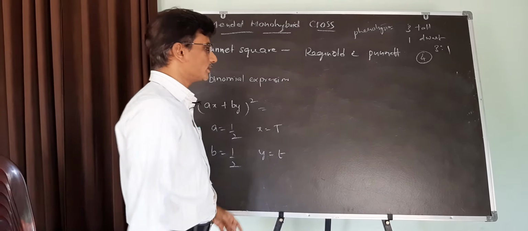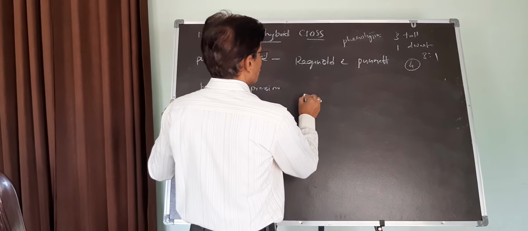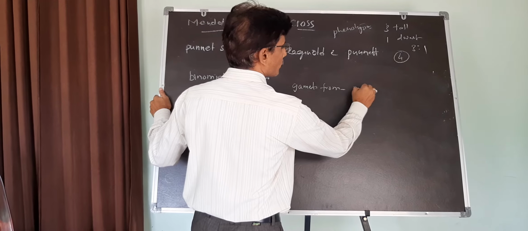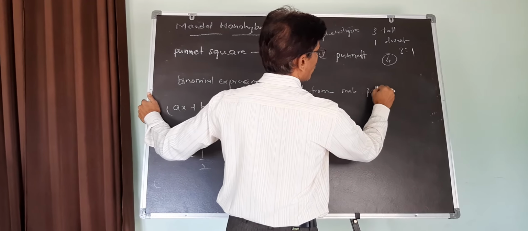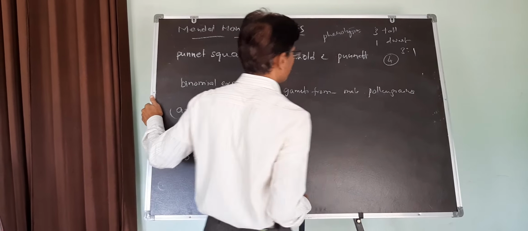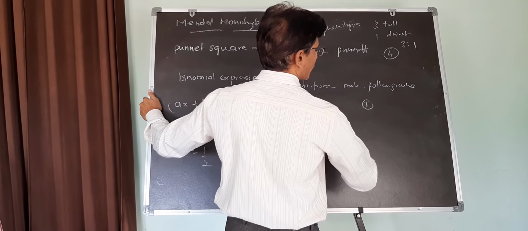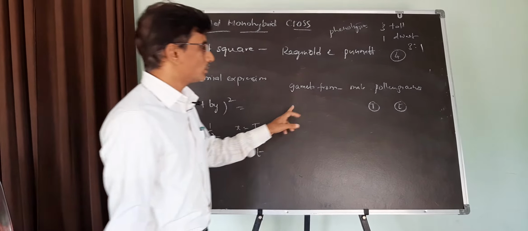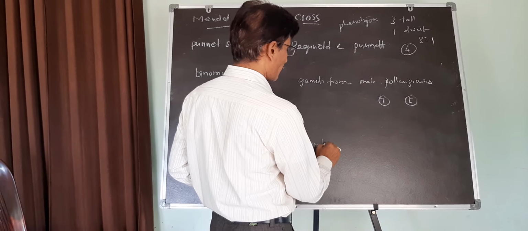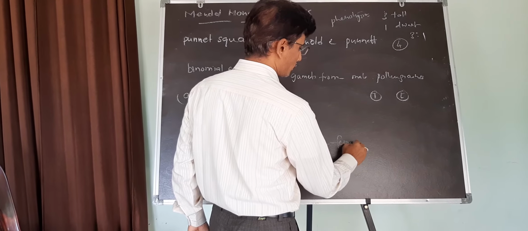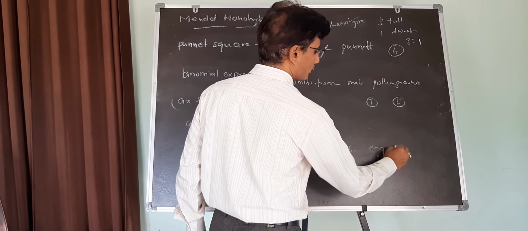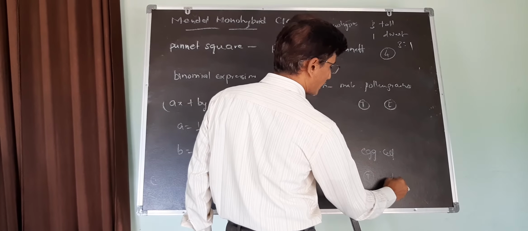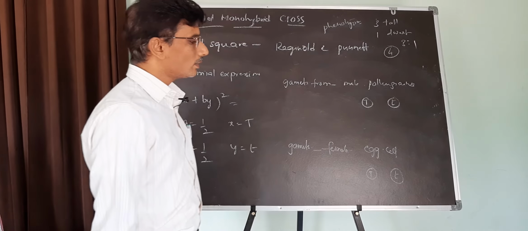This is mainly a mathematical application to biology, very simple. So here, gametes from the male parent, that is nothing but pollen grains. These pollen grains may have either the capital T allele or the small t allele in the F1 plant. Like that, gametes from the female, that means XL. This XL also may have two types of alleles, either capital T or small t.